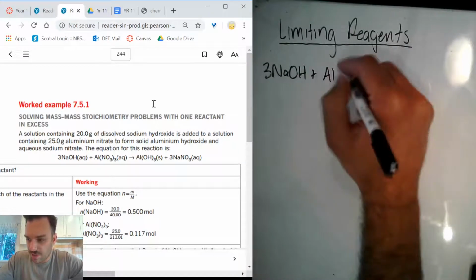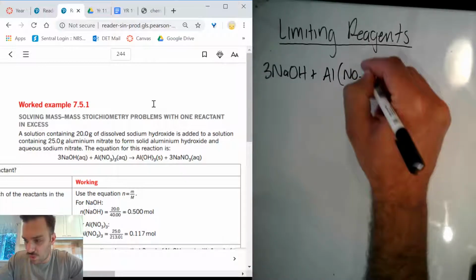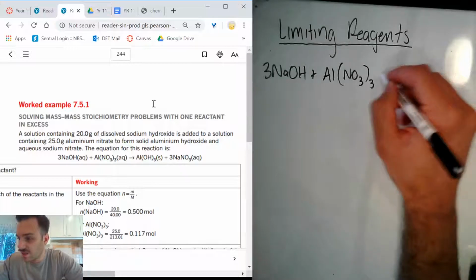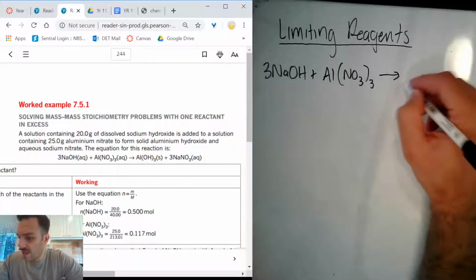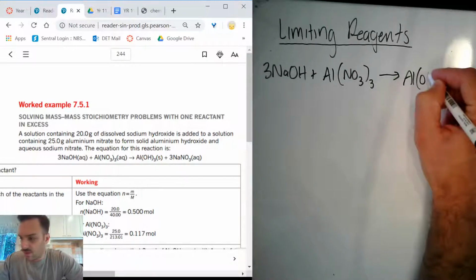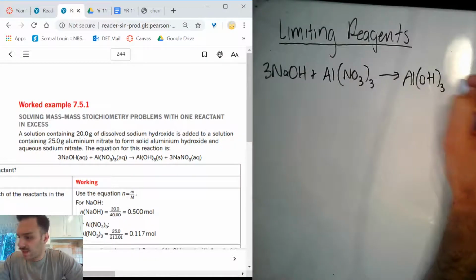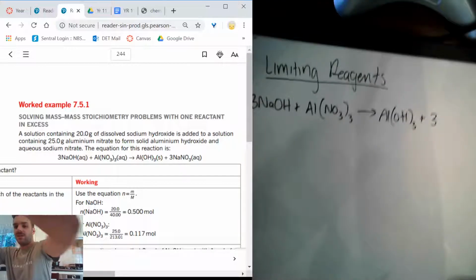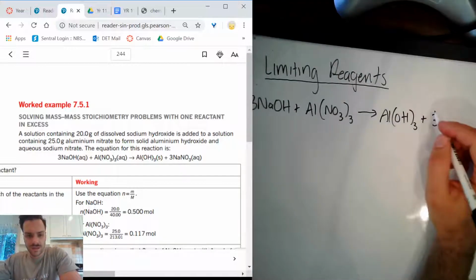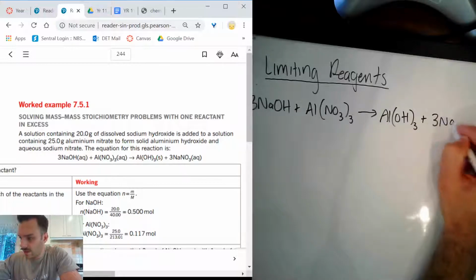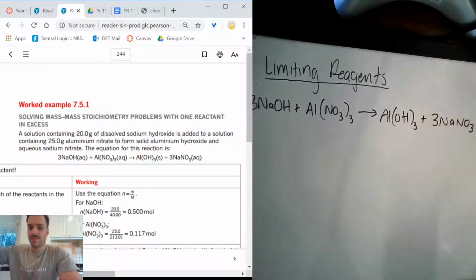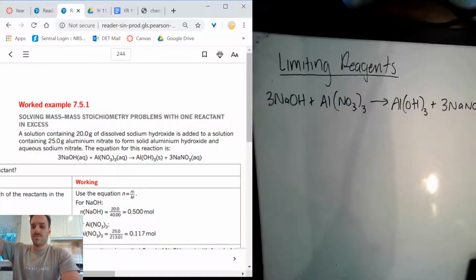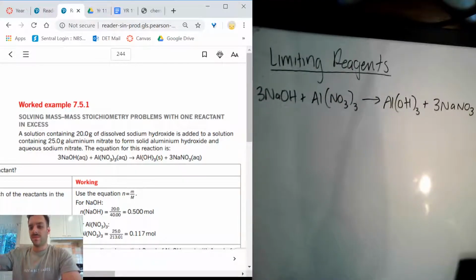That doesn't always happen. You're going to get many problems where they just give you the word equations and you're actually going to have to come up with these formulas and balance these yourselves. All right, so Al(OH)3 plus 3, just make sure you can see this, sodium nitrates. It's a bit of a screen full, this one.